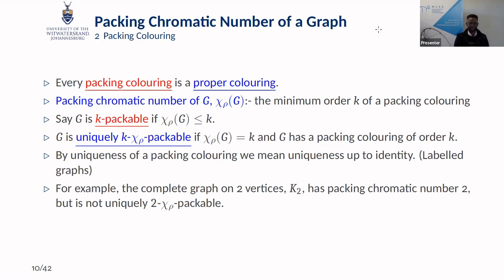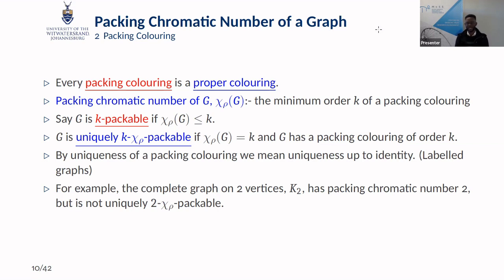So if I have a graph, you can color it with four, or maybe you can color it with three, but the minimum one will tell you the answer. The least number of colors that you have used to color that graph is the pattern chromatic number. And we say that G is K-packable if the pattern chromatic number is at most that K. And now it comes to what we are interested in: it's uniquely K-packable if G has a unique pattern coloring with K colors. And by uniqueness, we are simply saying we don't have any other way you can do this coloring. It's up to identity, because we are working with labeled graphs.